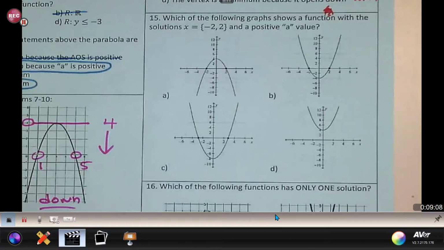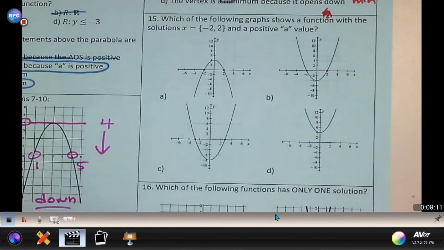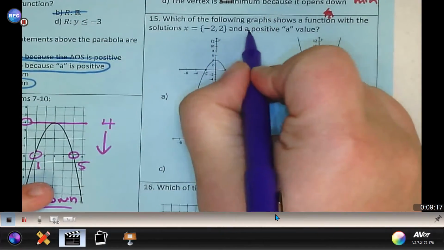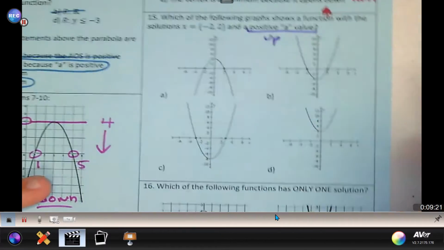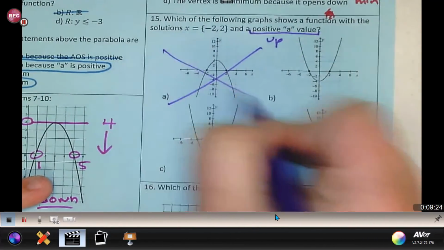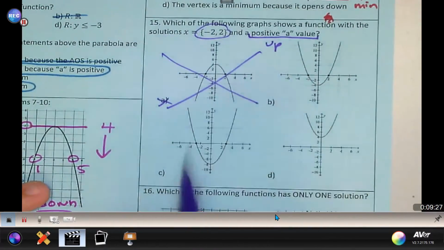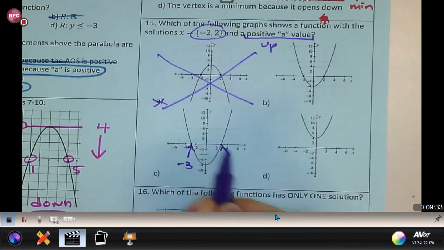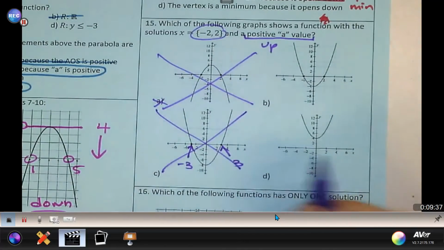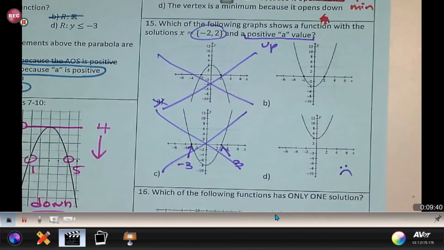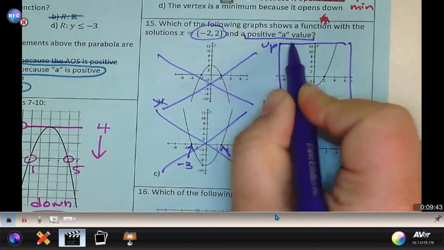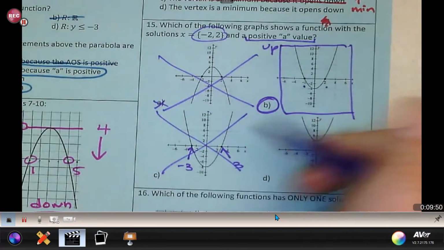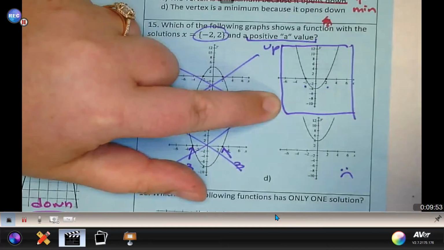Okay, then it says, which of the following graphs shows a function with solutions negative 2, positive 2, and a positive a value? So positive a value means it opens up. So I know for certain it's not this one. This one opens down, so it's not that one, which is a. And then this means my x-intercepts are 2 and negative 2. So here, this is actually negative 3 and 3, more likely. So it's not that one. Here, it doesn't cross at all, which means there's no solutions. So it's got to be this guy here because it opens up like a smiley face and it crosses at negative 2 and positive 2. So that is B in this case, but again, in the online version it might be different. So it's that one.